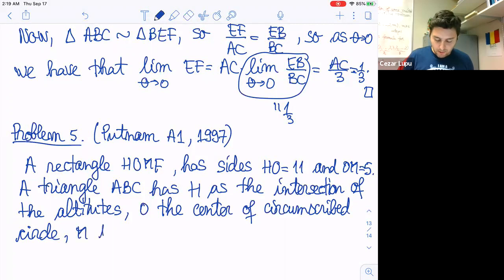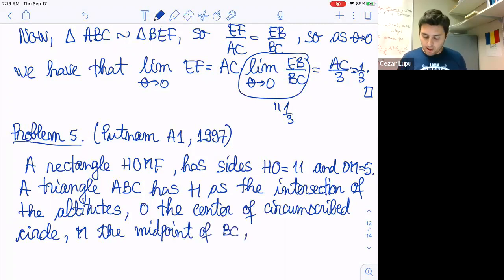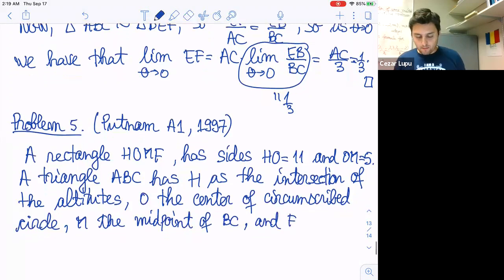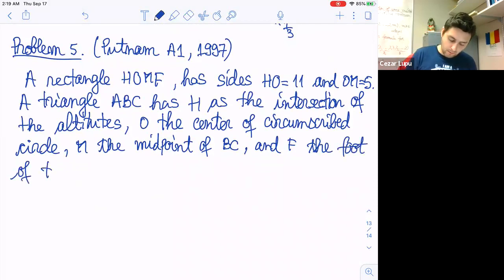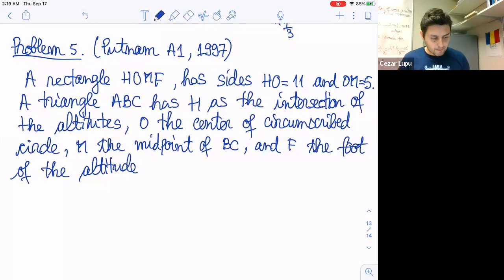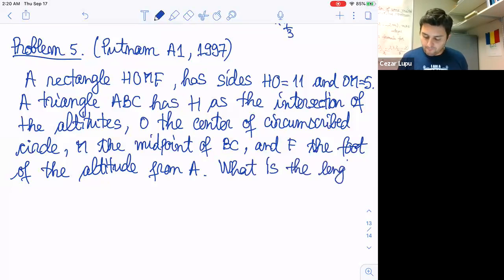And M is the midpoint of BC, and F is the foot of the altitude from A. The question is, what is the length of BC? The length of BC, that is the question.